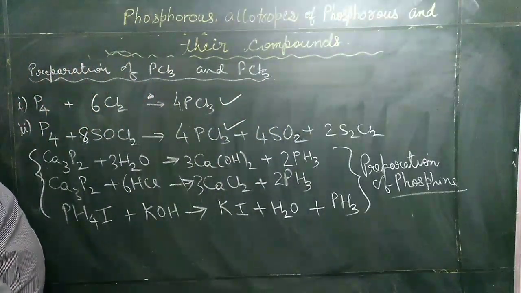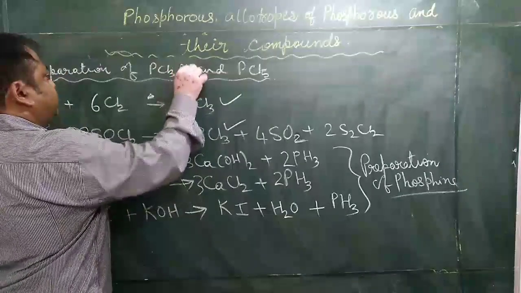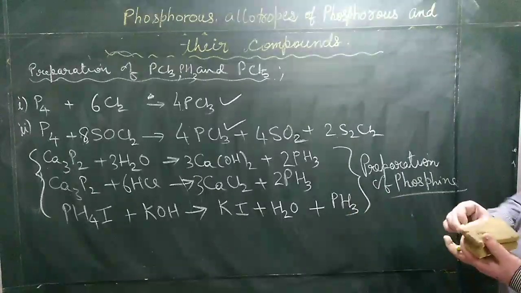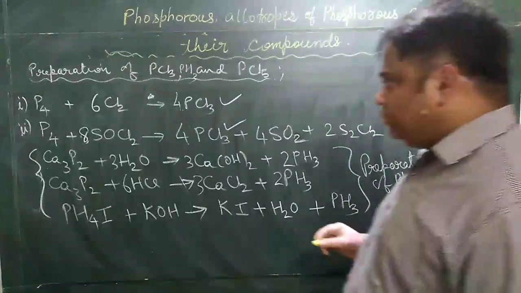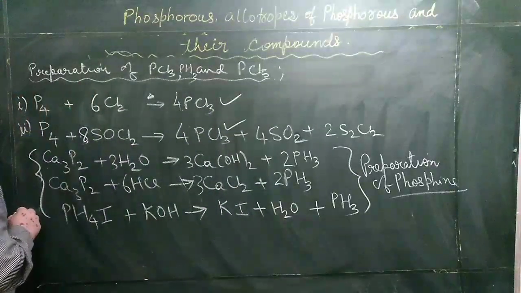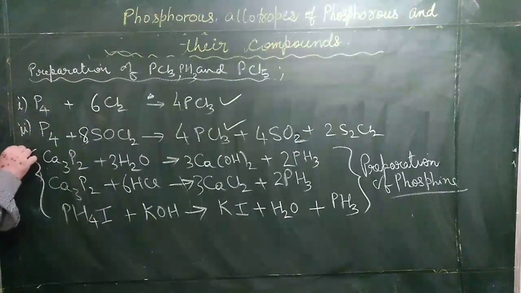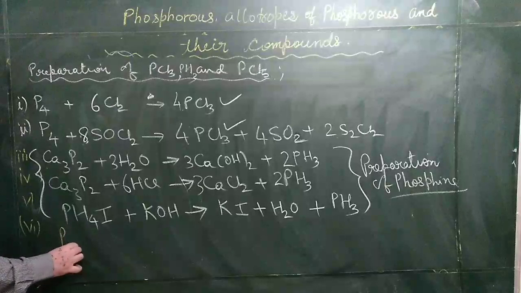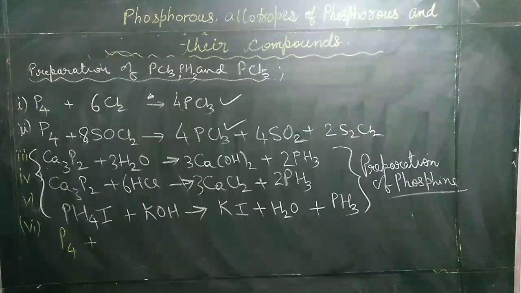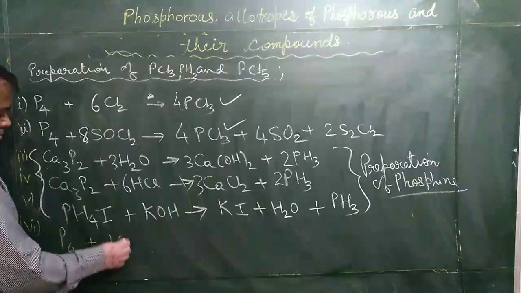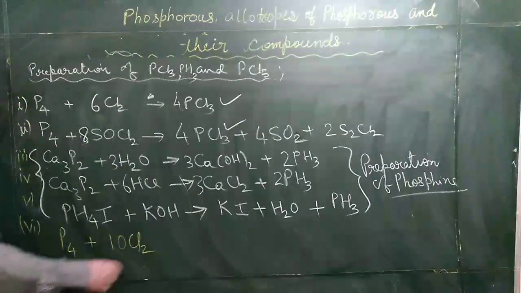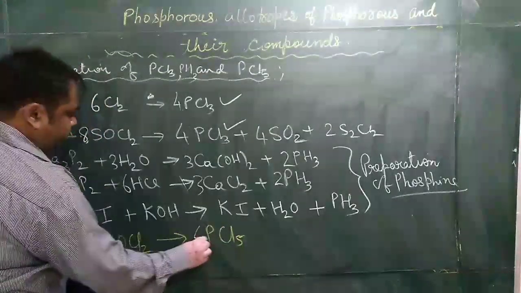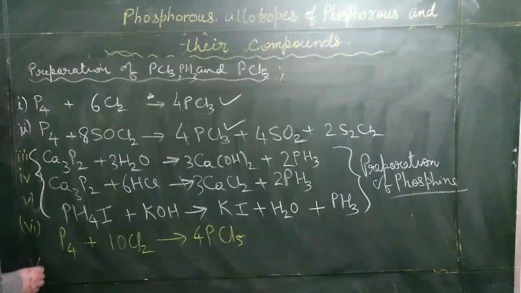And how can we prepare PCl5? PCl5 also can be prepared in the same way. This was 3rd reaction, 4th reaction, 5th reaction, say 6th reaction. If I take phosphorus and give lots of chlorine, say 10 chlorine molecules, we form PCl5 and we balance it, 4 times, 6.